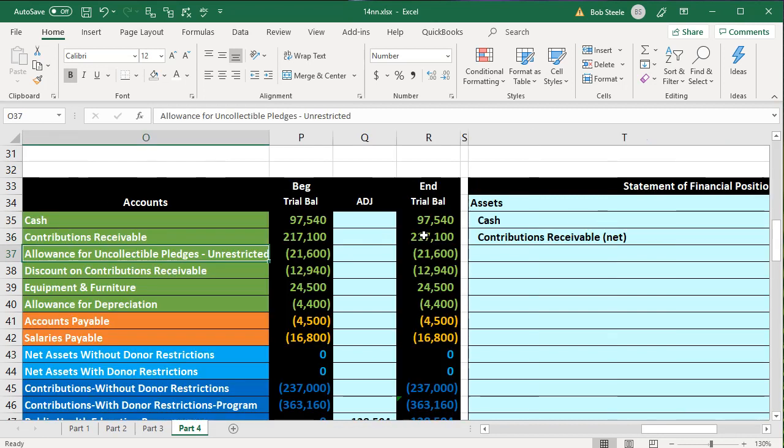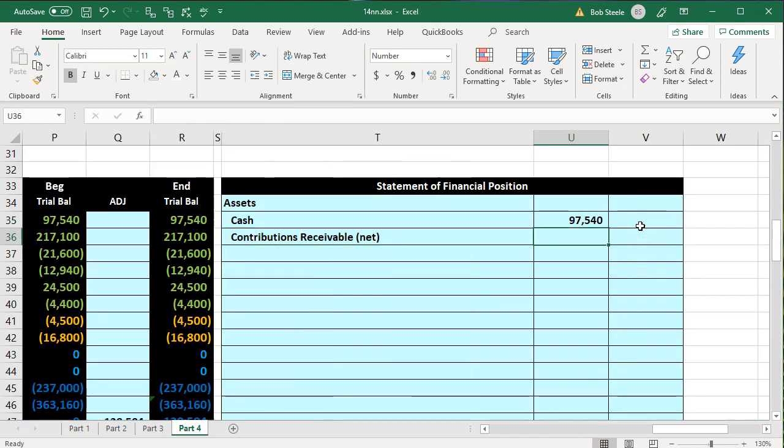Because you'll recall that we have these two accounts that are in essence related to it. The one we typically know of, which is the allowance for uncollectible pledges, like allowance for doubtful accounts. And then we have the discount for that item that's going to be pledged sometime far out into the future. We have this discounted amount. Therefore, the 217,100 minus the 21,600 minus the 12,940 gives us the net amount, which we will record at 182,560.